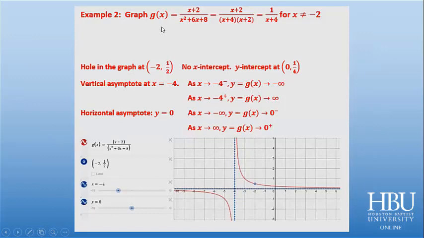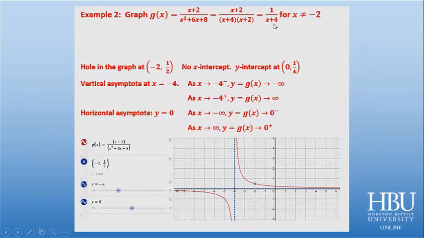Suppose you are supposed to graph g of x is x plus 2 over x squared plus 6x plus 8. I can factor that denominator as x plus 4 times x plus 2. The x plus 2 in the numerator and denominator is a common factor. When that is canceled out, it equals 1 over x plus 4 for all values of x not equal to -2. At -2, the original function g is undefined because it would give me a 0 in the denominator.